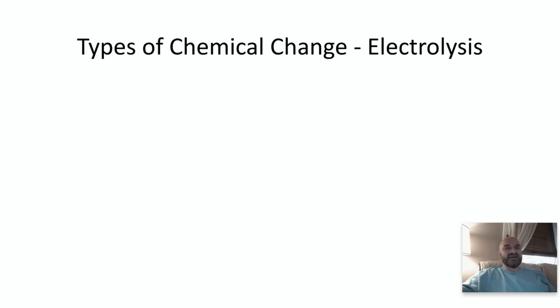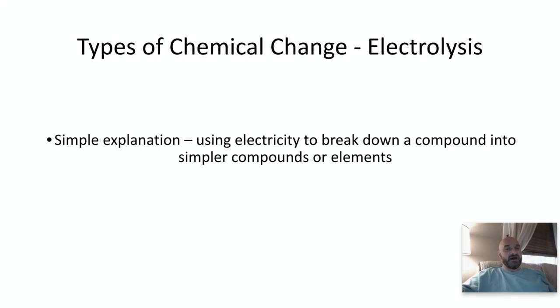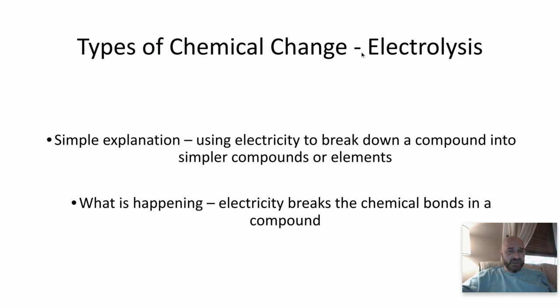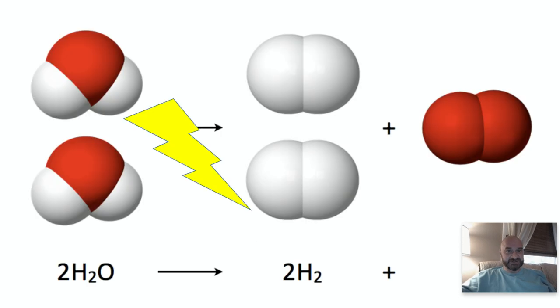Okay, the second kind of chemical change is called electrolysis. My simple explanation is that electricity is going to use its energy to break down a compound into simpler compounds or elements. So we're going to have a molecule, and then an electrical charge is going to rip apart that molecule. So electricity is going to break the chemical bonds in a compound, and that's going to give us new and different substances out of the original substance.